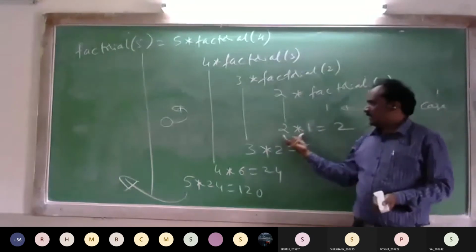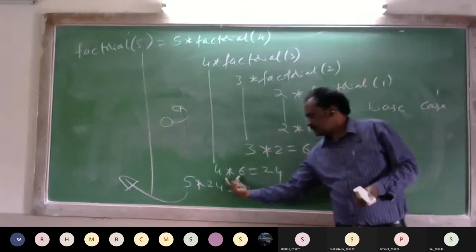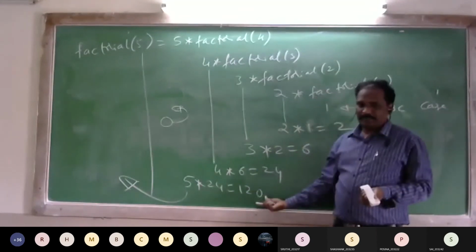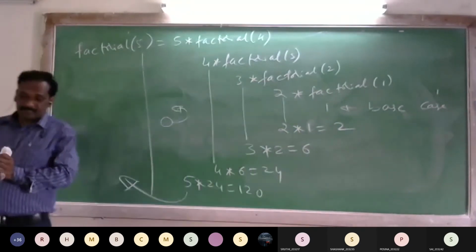So 1 is used to calculate 2 factorial. This is used to calculate 3 factorial. This solution is used to calculate 4 factorial. This solution is used to calculate the 5 factorial. Then this final value is returned to the calling function.